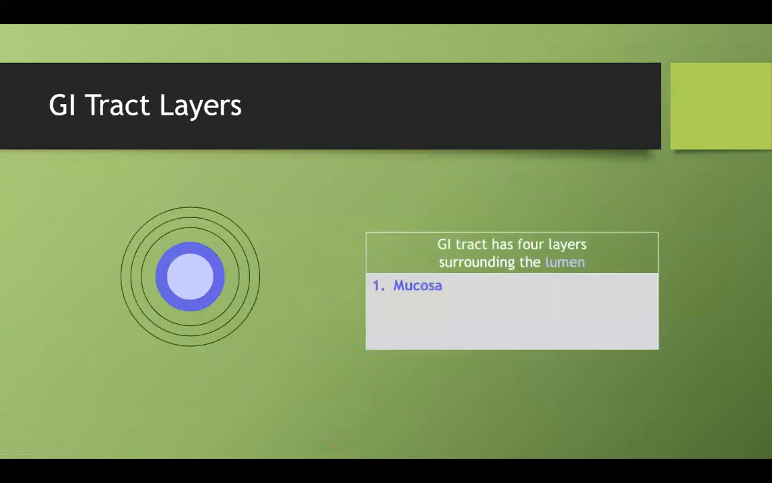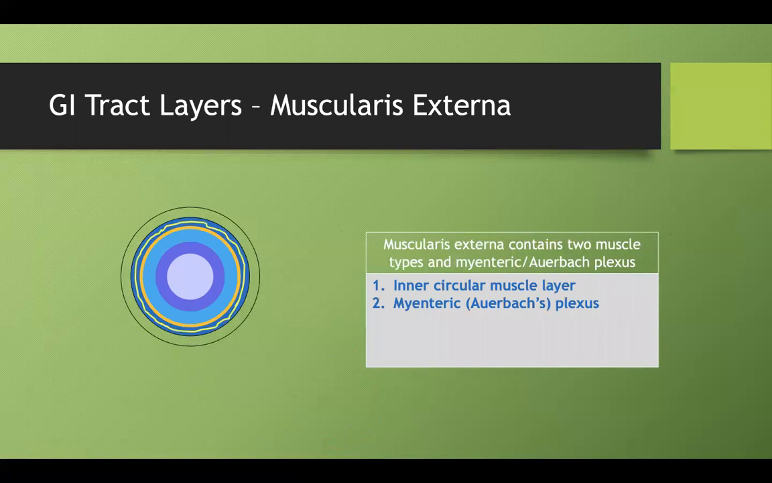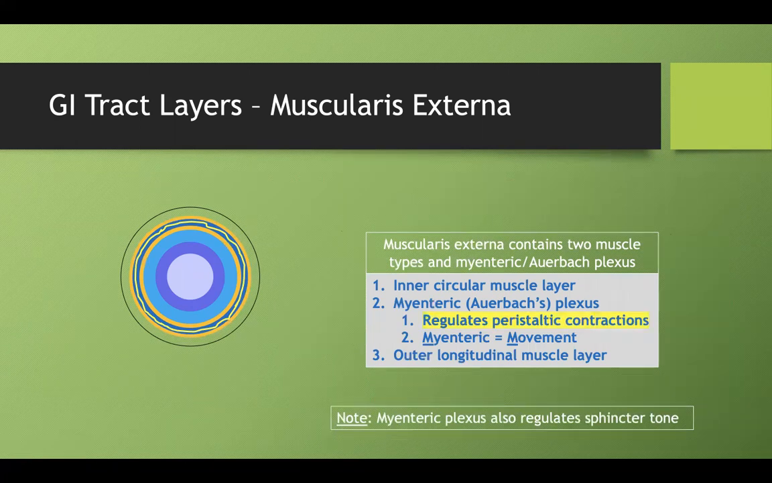So if this is our lumen, mucosa, submucosa, muscular layer, and serosa or adventitia, we know that our third layer is our muscular layer. You have your circular layer, and we have our myenteric plexus, which we've talked about many times as being the nerves that supply peristalsis. And then you have your outer longitudinal layer. Just remember that the myenteric plexus also regulates sphincter tone. In this case, we're talking about the importance of peristaltic contractions when it comes to the myenteric plexus.